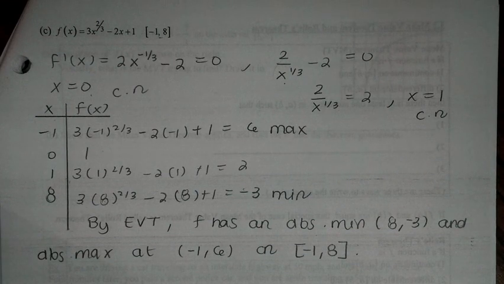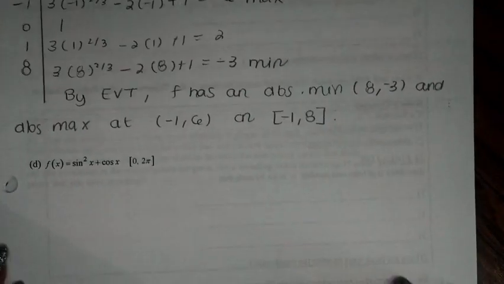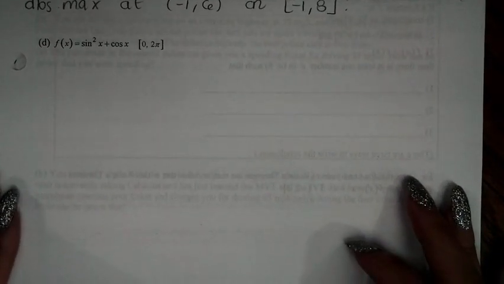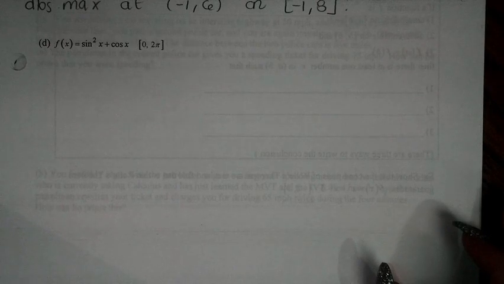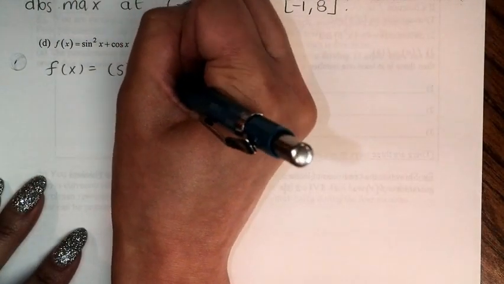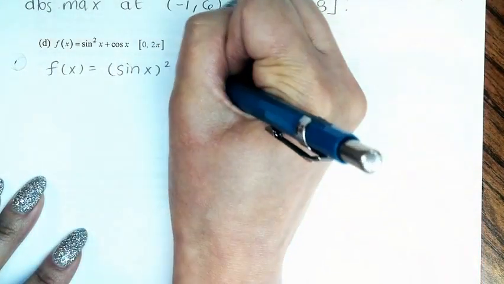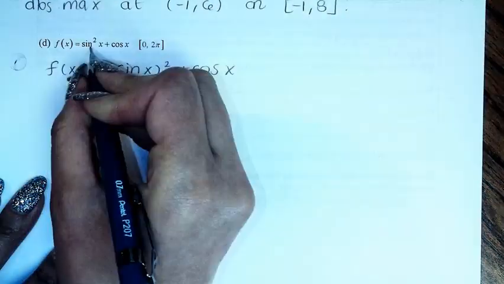Okay, so let's look at the last problem of this set. We have a beautiful trig problem here. f of x is equal to sine squared x plus cosine x on the interval 0 to pi. So as usual, remember when you see this, if you are still having some little issues with the chain rule and the power rule, look at this as this.